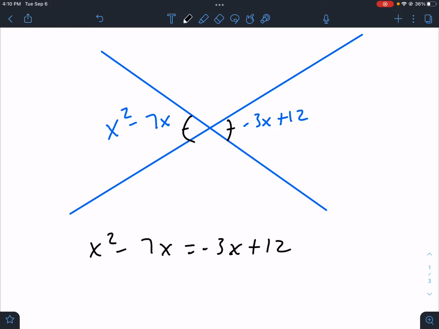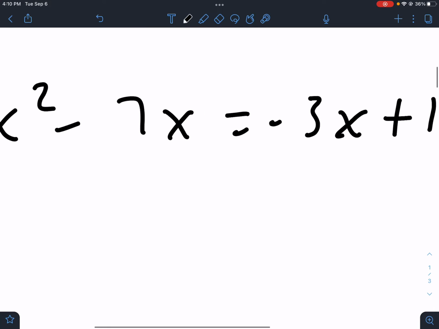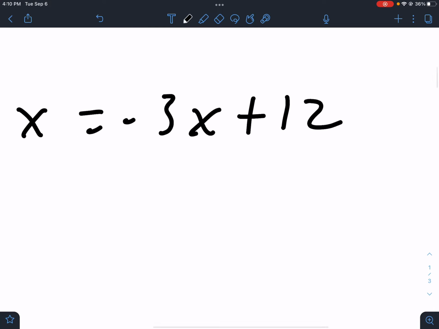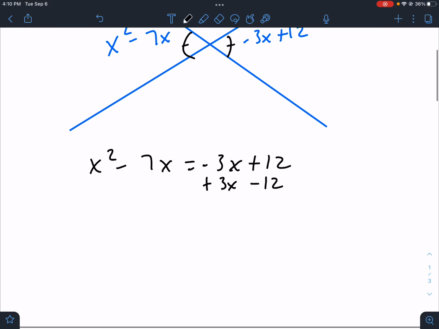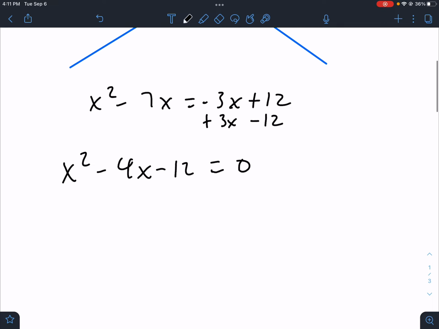Your first priority is to make one side 0 while keeping x squared positive. Well, x squared's already positive, so I want to move everything from this side to the other side. So when I do that, add 3x, I would get -4x. Subtract 12, I would get -12, and now this side's gone. So I added 3x and subtracted 12 from both sides.